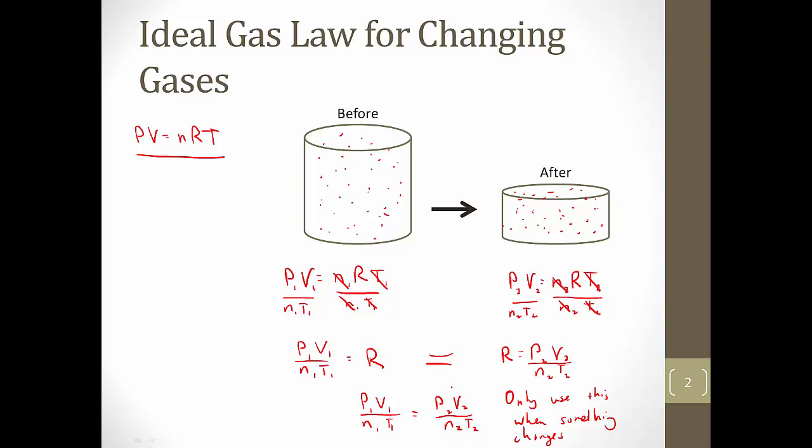So if we have a change in volume, or change in pressure, change in moles, or change in temperature, we use this equation. If there are no changes, this is the one we use when there are no changes.